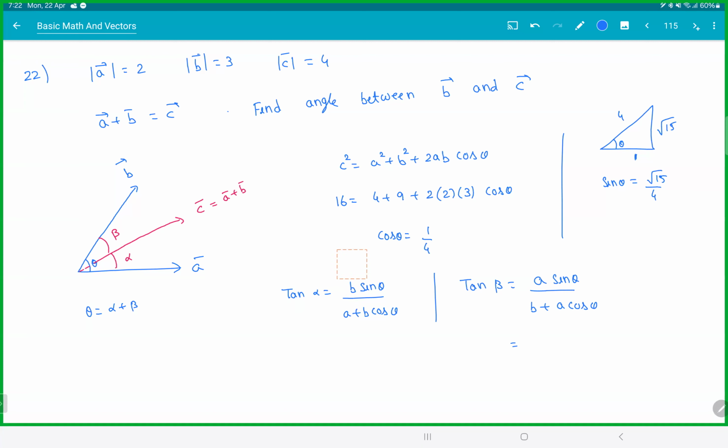So tan beta will be A. A's value is how much? 2. Sin theta is root 15 by 4. B's value is 3 plus A's value is 2 and cos theta is 1 by 4. So this is root 15 by 2 by 3 plus half, that is 7 by 2. That's root 15 by 7. Yeah, you're right, Ray. Right, Arush, you got it. Option B, what did you do? Did you do theta minus alpha? No, you did something else.